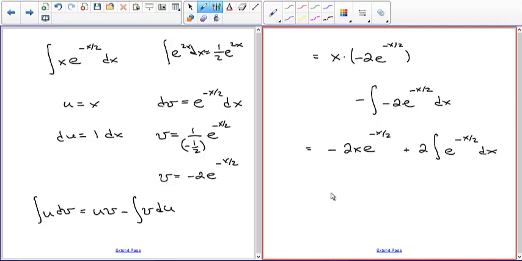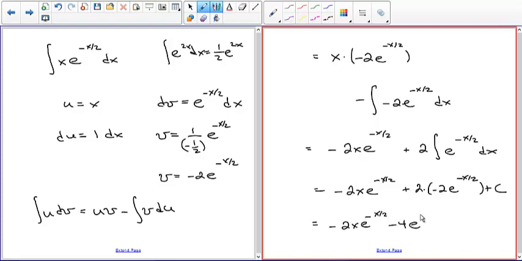Okay. So I just did that integral here. It's the same integral. So what I'll end up with is 2 times negative 2, same thing I got here, negative 2 e to the negative x over 2 plus c. So the final answer is negative 2x e to the negative x over 2 minus 4 e to the minus x over 2 plus c. So that's the integral that I needed to do.